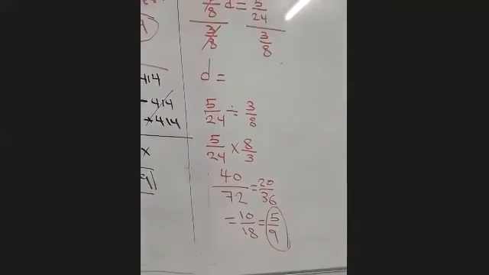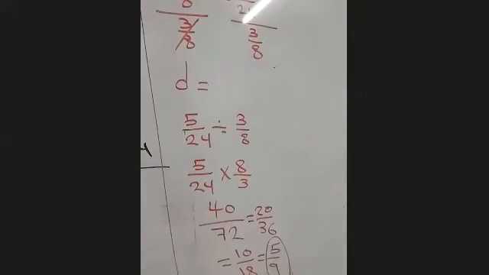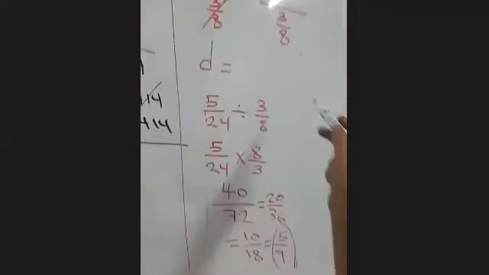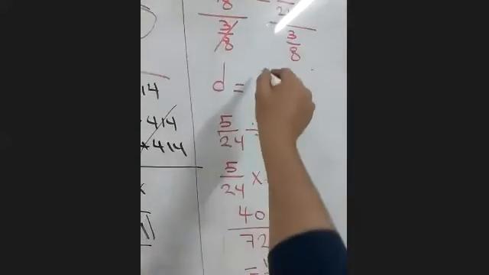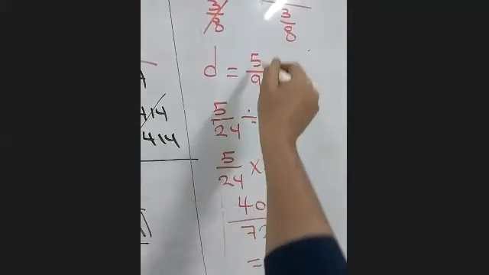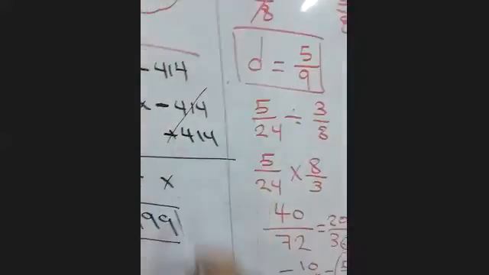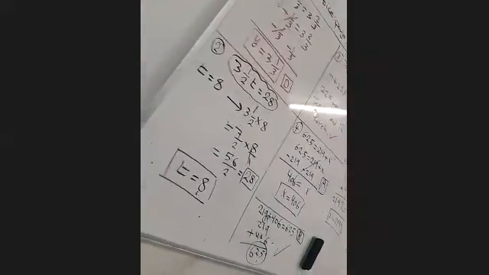So D equals what? D equals 5/9, which is choice B. It is multiple choice, part D.